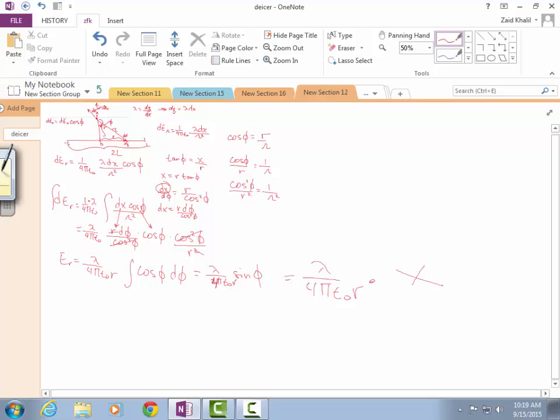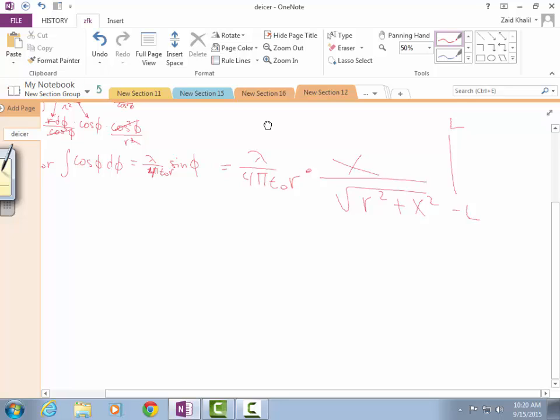X over script r, meaning x over the square root of r squared plus x squared. And there you have it. And now we evaluate this from where to where? Negative L to L.